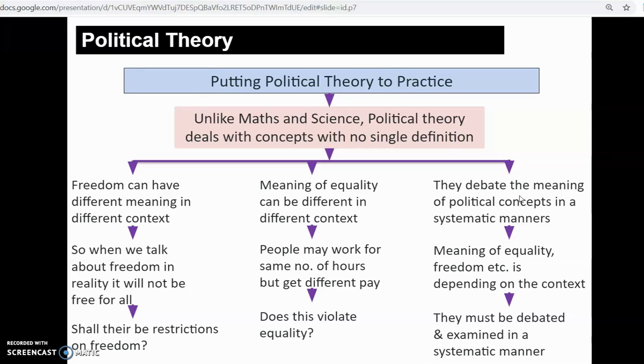So this is all about the chapter. I hope you understood the chapter. We will discuss these rights in a more elaborative manner when we move to the next chapter called freedom, right?